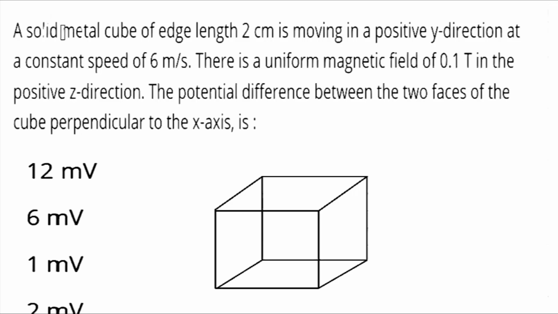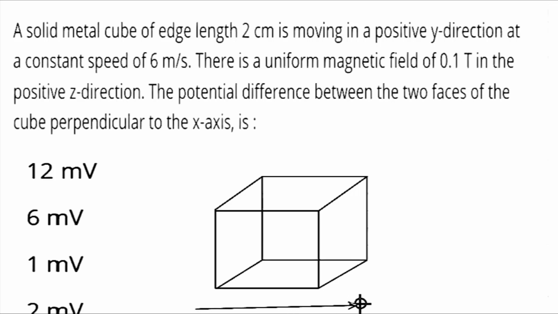Hello everyone. A solid metal cube of edge 2 cm is moving in the positive y direction at a constant speed of 6 meter per second. There is a uniform magnetic field of 0.1 Tesla in the positive z direction. The potential difference between the two faces of the cube perpendicular to the x-axis is.